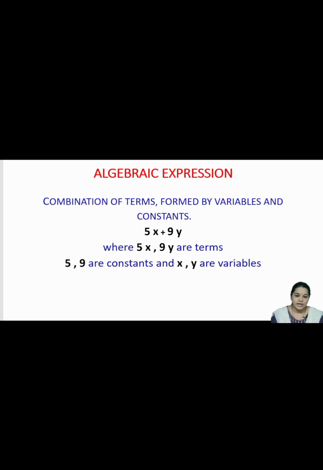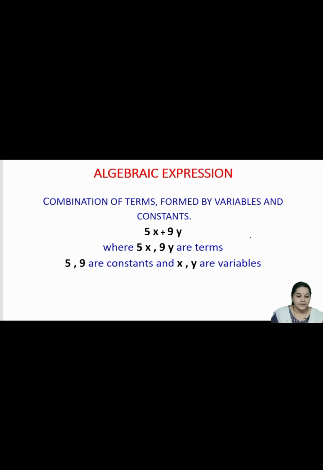Next we come to algebraic expression. It is the combination of terms, variables and constants. In this example, 5x plus 9y, 5x is a term, 9y is a term. The term 5x is formed by the variable x and the number 5. 9y is a term formed by the variable y and the number 9. So 5x is a term, 9y is a term, and the combination of these two terms is called an algebraic expression.